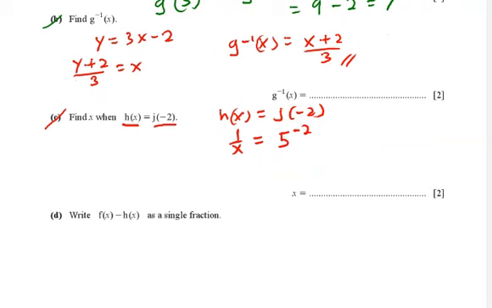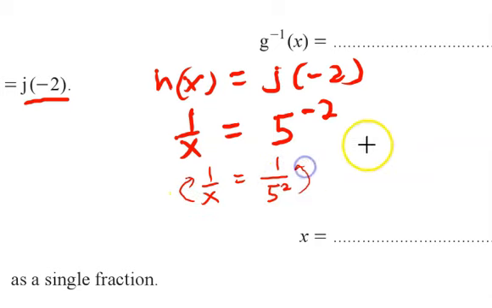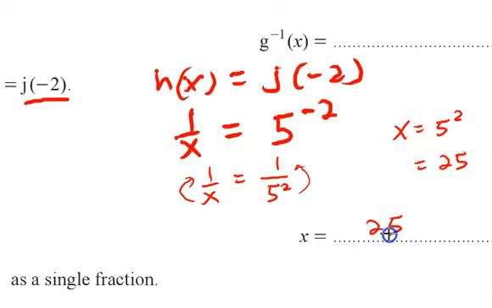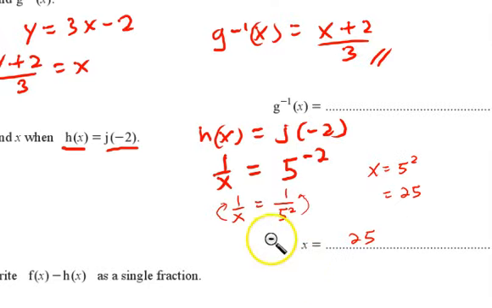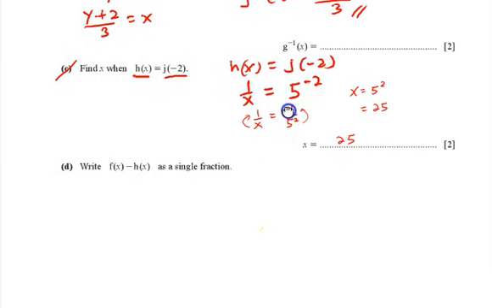Okay, now let's solve this. So here you'll be having, this is 1 over 5 square. This is 1 over x. Okay, so we can just invert the whole thing up and down. So you have x equals to 5 square, which means you got there 25. So this is your answer. Okay, so now next let us move on with this one.